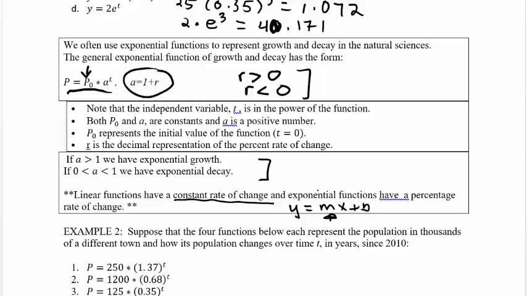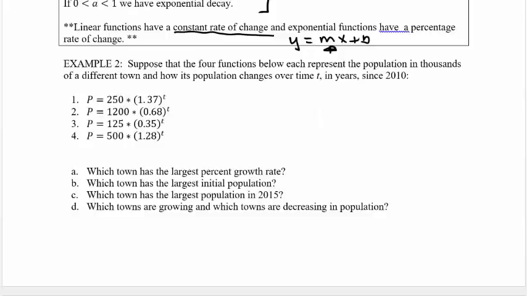So let's look at an example so we can compare some different exponential functions. Example 2. Suppose that the 4 functions below each represent the population in thousands of a different town and how its population changes over time t in years since 2010. So we have 4 towns, town 1, town 2, town 3, and town 4, with different initial populations and different growth rates. And we have 4 questions that we want to answer about these towns. Part A, which town has the largest percent growth rate?